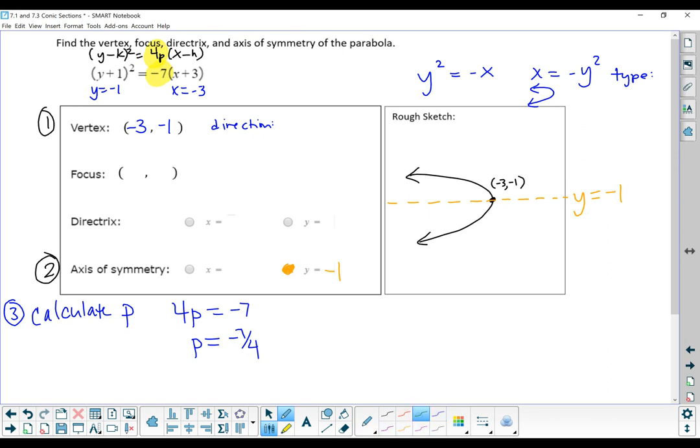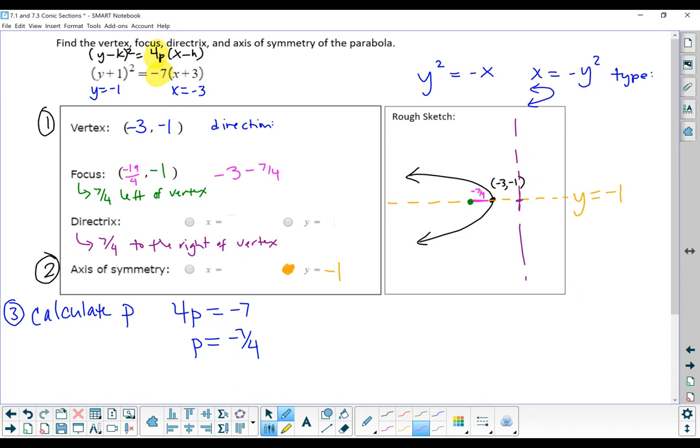So our focus is to the left, 7/4 to the left of the vertex, and our directrix is 7/4 to the right. So to calculate the focus, it's right on the axis of symmetry. It has a y value of -1. We need to figure out its x value. And so we need to subtract 7/4 from -3. Be careful with your signs here. -3 minus 7/4 is -19/4.